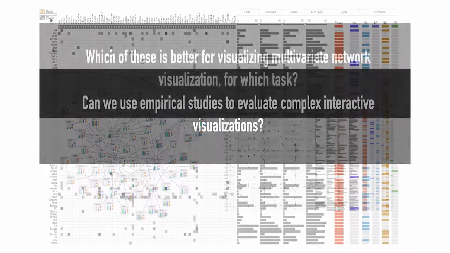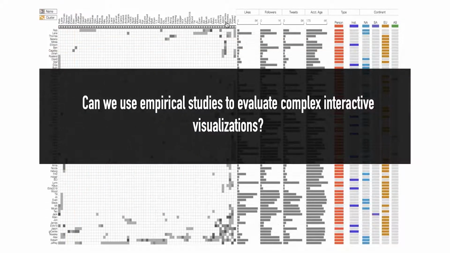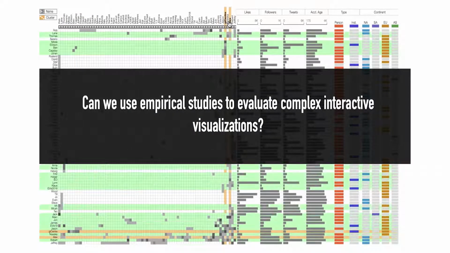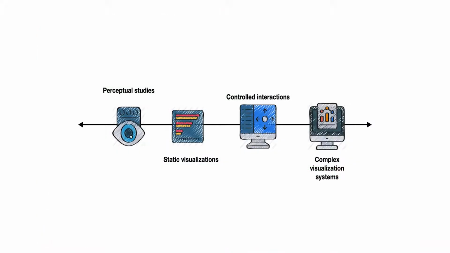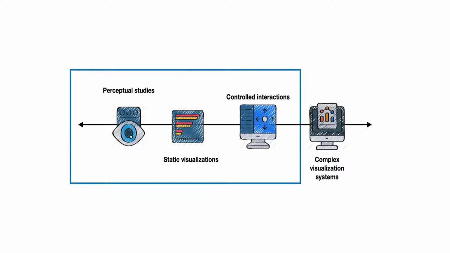In order to address this, we must first ask, can we even use empirical studies to evaluate these complex visualizations? If we consider the spectrum of visualizations that are amenable to empirical studies, it ranges from very controlled perceptual studies all the way to complex visualization systems. In the middle, we have studies using static visualization or controlled interactions. While the first three types are often used in empirical studies, complex visualization systems are very rare due to a series of challenges.